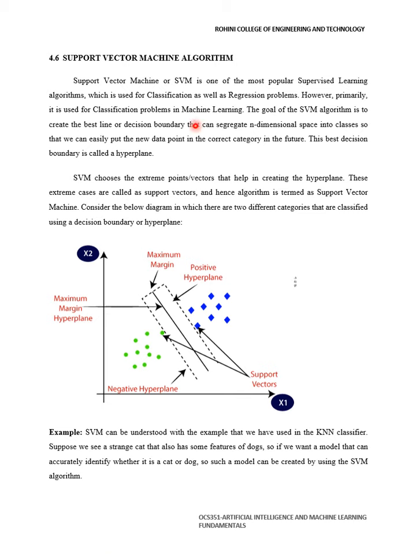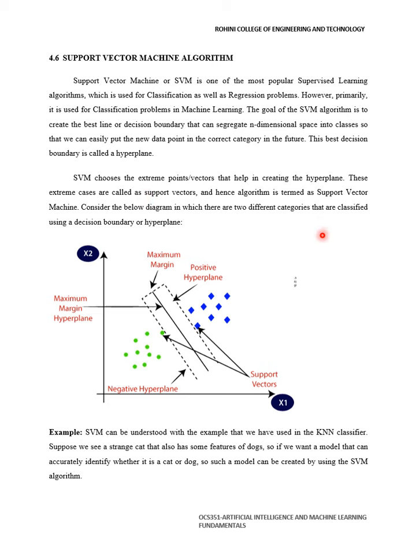Hello, welcome to this section on the support vector machine algorithm. The support vector machine, or SVM, is one of the most popular supervised learning algorithms, which is used for classification as well as regression problems. However, primarily it is used for classification problems in machine learning.